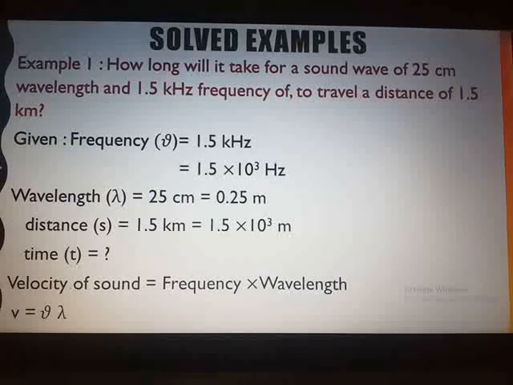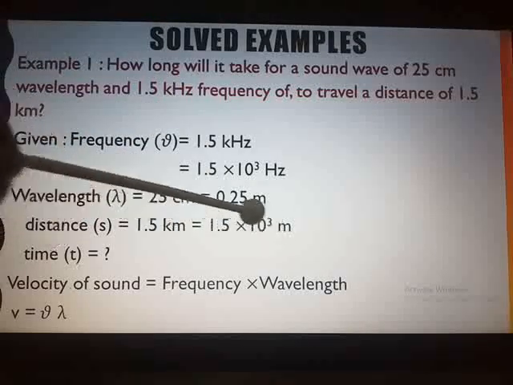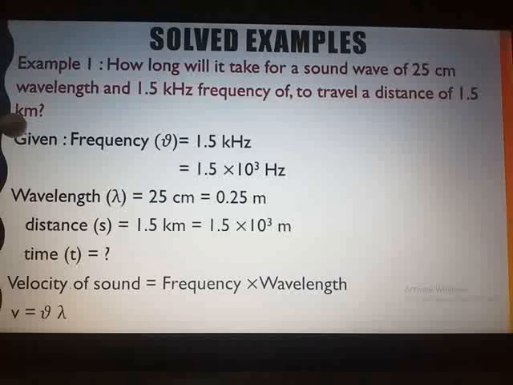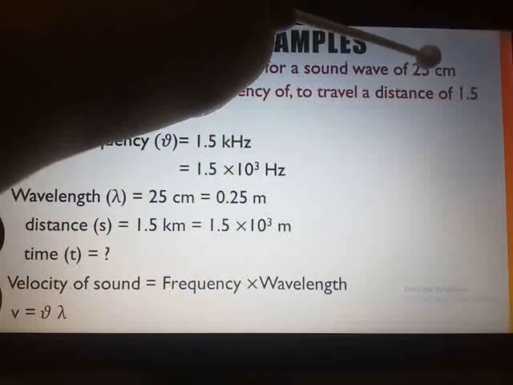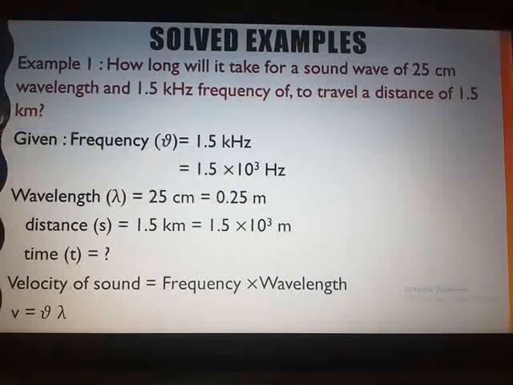Now you have the frequency, you have the wavelength. Let us see what distance is given, 1.5 kilometers. Again this kilometer we have to convert into meter. 1 kilometer is 10 raised to 3, that is 1000 meters, so multiply by 10 raised to 3 meters. Look carefully, the sum is very simple, only you have to take care of the conversions. This kilohertz you will convert into hertz, centimeter wavelength you will convert into meter, and also distance you will convert into meters. How long will it take? So you have to find the time.